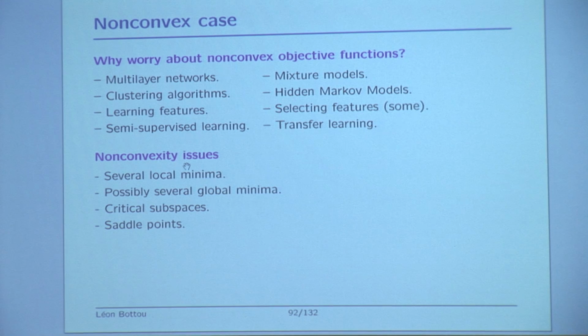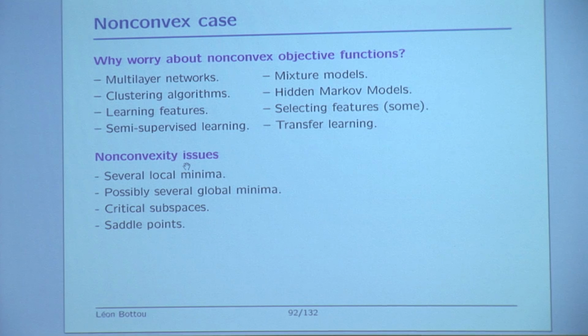Clustering is non-convex. If you want to learn features, not just use a set of predefined features, but learn them and adjust them, that's going to be non-convex. If you want to do semi-supervised learning, it's going to be non-convex except in pathological cases. If you want to do mixture models, it's going to be non-convex. If you want to do hidden Markov models, it's going to be non-convex. If you want to do feature selection, most of them are going to be non-convex. If you want to do transfer learning, it's going to be non-convex.